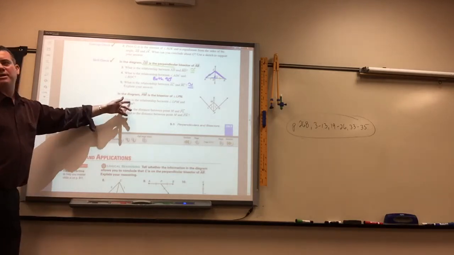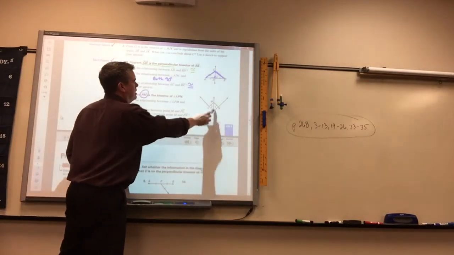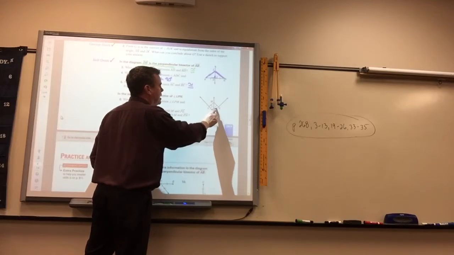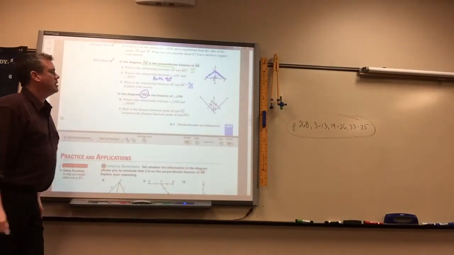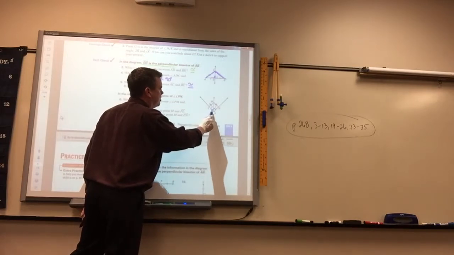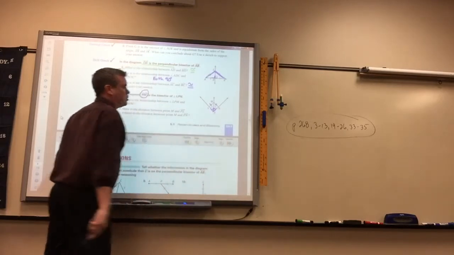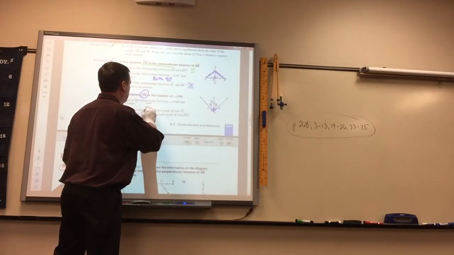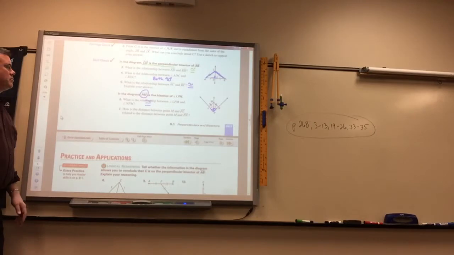Then 6 and 7 are the angle bisectors. It tells us that ray PM is the bisector of angle LPN, which means this angle equals that, and it means this side would equal that because they're equidistant away. So what's the relationship between angle LPM, this angle, and NPM, this angle? What's their relationship? Congruent? Or the same, you could put.